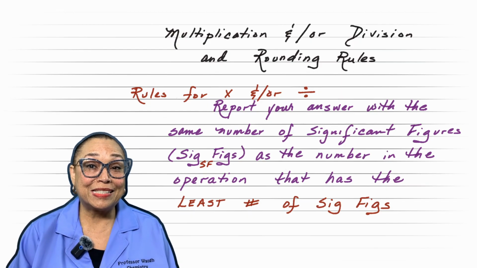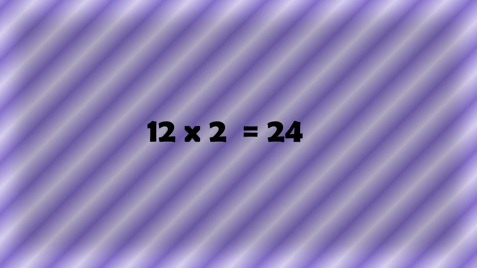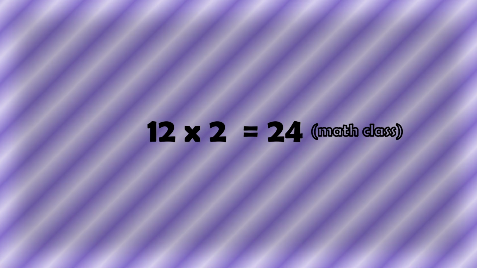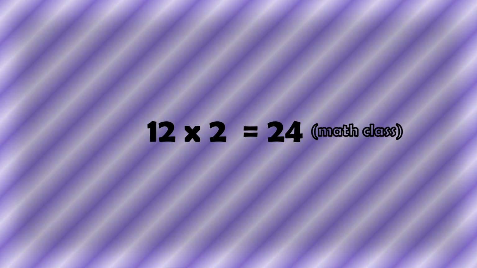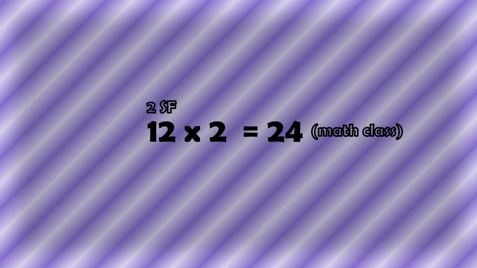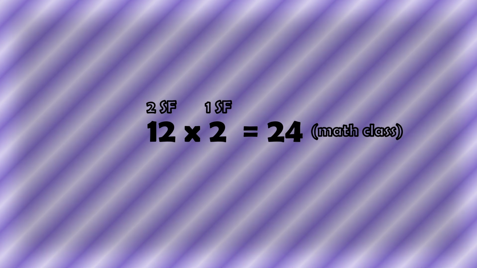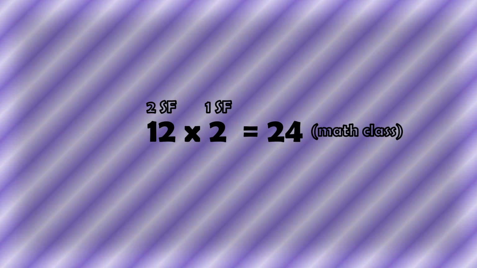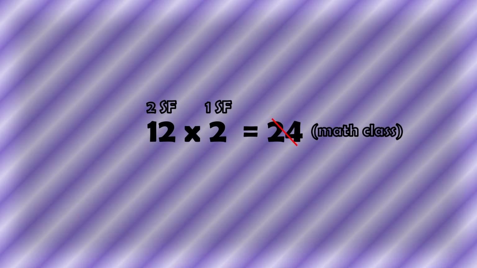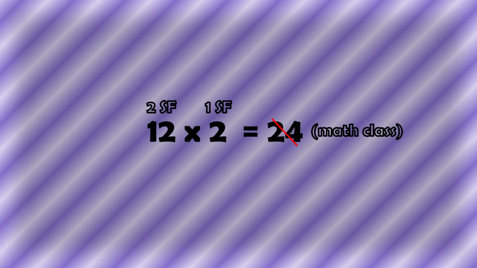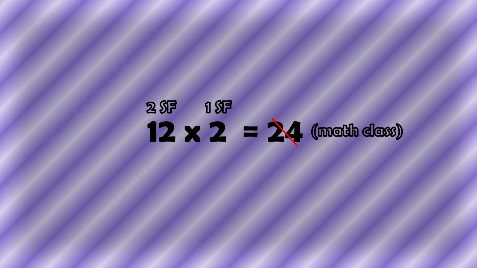So let's look at this simple example. 12 times 2, which is equal to 24 in your math class. Now, my students freak out about this. When you look at 12, I know that you know there's only 2 sig figs. When you look at 2, I know that you know there's only 1 sig fig. And in your math class, you would have said 24. But that's not what you're going to do in the chemistry class. You have to present the least number of sig figs whenever you're doing multiplication and division.